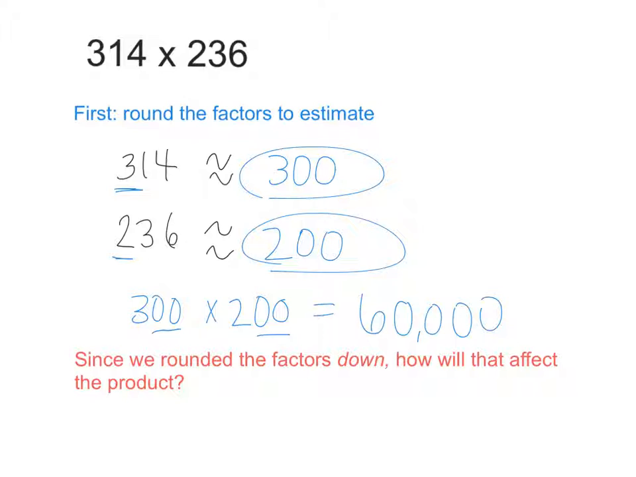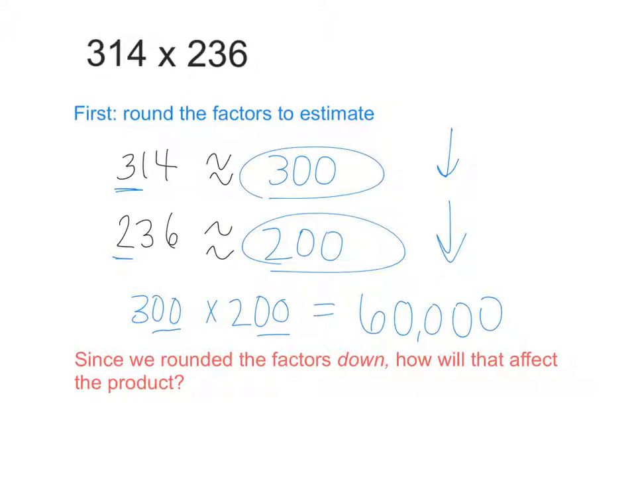But let's take it one step further. Did we round these numbers up or down? Is 300 less or more than 314? Yes. Okay, so did we round it up or down? Down. Okay. What about 236 compared to 200? Did we round that up or down? Down. Okay, so since we rounded these factors down, how does that affect this estimated product? Is this product that we estimated actually going to be less or more than our actual product? Talk to your table group about what you think and how you know.